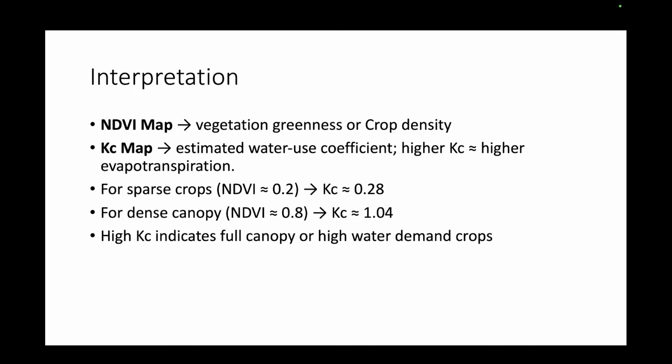And if the NDVI value is high, then the Kc value is also high, because with high NDVI or dense canopy, I find higher evapotranspiration. So a high Kc value indicates the full canopy or high water demand crop. Suppose I calculate the Kc value, and I find some places where it is very high. It means that this type of cropland needs high water.